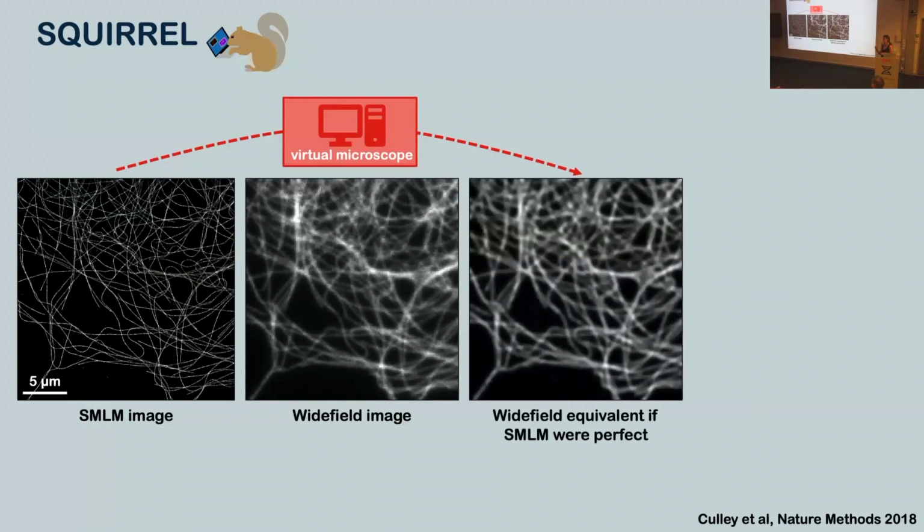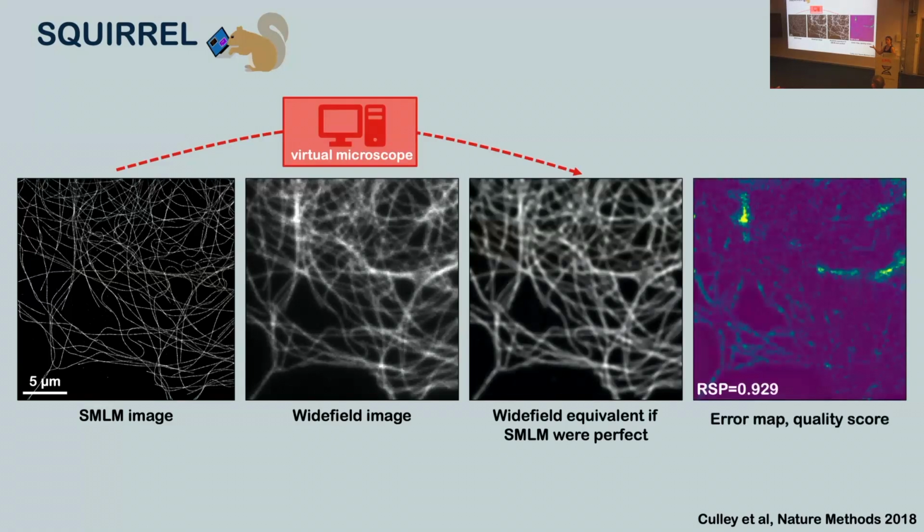Now, spoiler alert, it probably isn't perfect. And the way that we can assay that is literally by comparing it with our wide field image. So we can create an error map. The yellow areas are kind of danger zones where there's a mismatch between our blurred single molecule image and our wide field image. And we can also get a quality score. This is just the resolution scale Pearson's correlation coefficient between our true wide field and our simulated wide field.